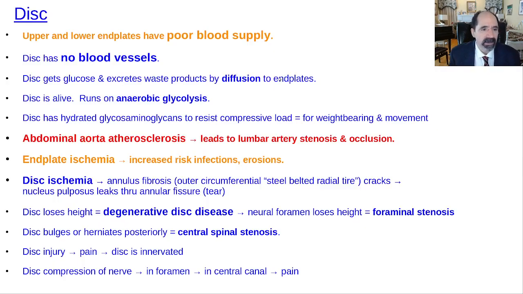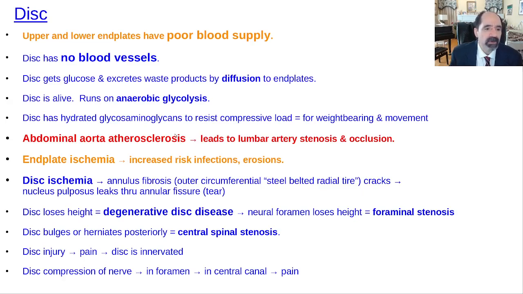Okay, a couple points about the physiology of a disc. First of all, we talked about the upper and lower end plates having poor blood supply because they're growth plate equivalents, cartilaginous bone, endochondral ossification, and all that. Then we talked about the disc having no blood vessels, functioning based on diffusion from the end plates, running on anaerobic glycolysis. The disc is alive. It's got hydrated glycosaminoglycan, simply meaning that it gives it much more ability to resist compressive loading, weight bearing, and movement compared to a dried out disc. That's why a young guy is stronger. He's got a healthy spine, healthy discs, okay, healthy core.